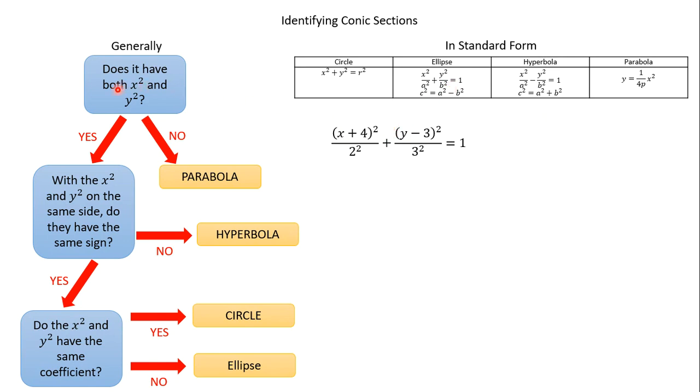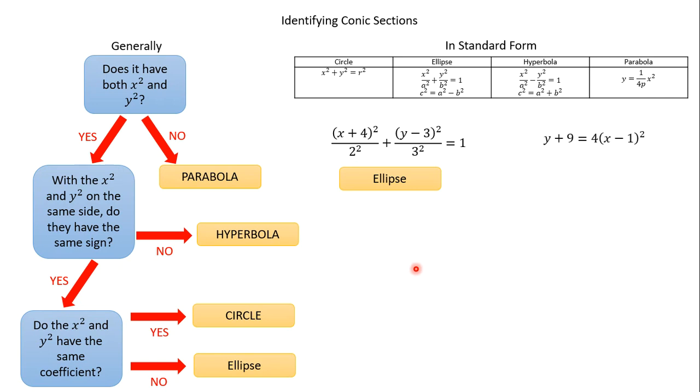But we can also go through the questions. Does it have both x squared and y squared? Well, this is an x squared, and this is a y squared, so yes. They're on the same side of the equal sign, and they're both positive. And then do they have the same coefficient? Well, this is going to be divided by 4, so it's 1/4, and this is divided by 9, so it's 1/9. So the answer is no, they don't have the same coefficient. And that, again, leads us to an ellipse.